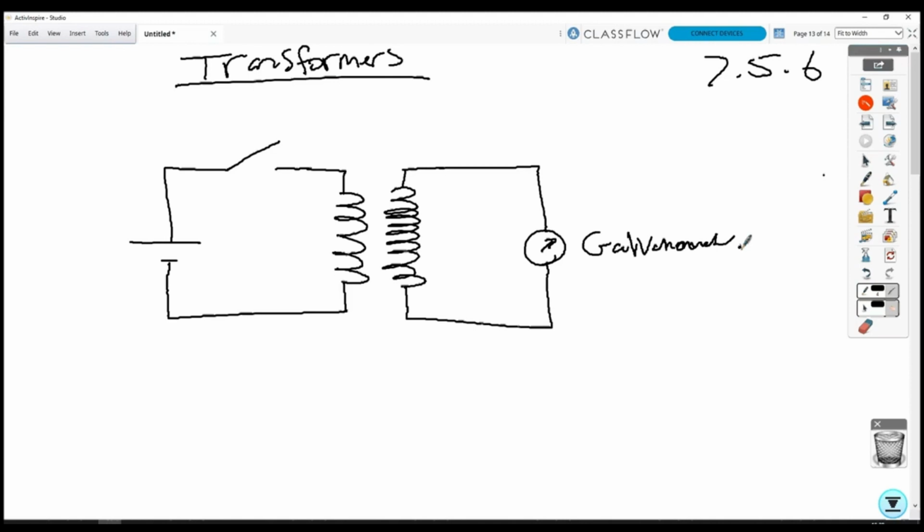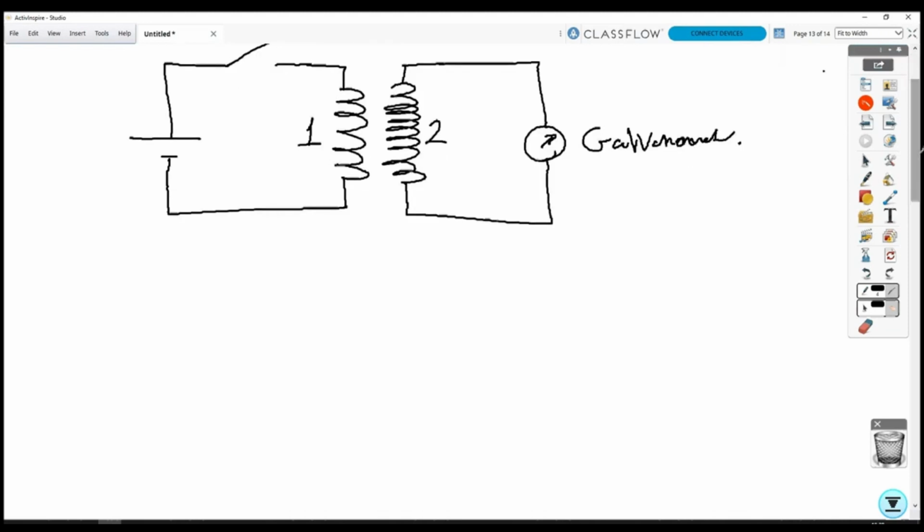So if we were to close this circuit, then a current will flow through the first coil, and when a current flows through the first coil, that creates a magnetic field. That magnetic field will then be flux that goes through the second coil, and a changing magnetic flux in the second coil means that there's an EMF induced in the second coil.